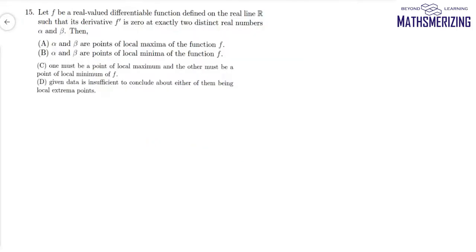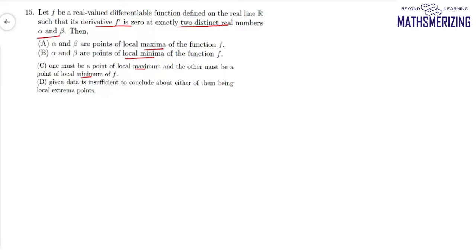Now in question number 15, it says there is a function which is differentiable and whose derivative is 0 at exactly 2 distinct real numbers, alpha and beta. Then which of the following options is correct? Alpha and beta are the points of local maxima. Alpha and beta are the points of local minima. One must be local maximum, the other must be local minimum. And the 4th condition is that the given data is insufficient to conclude about either of them being local extremum points.